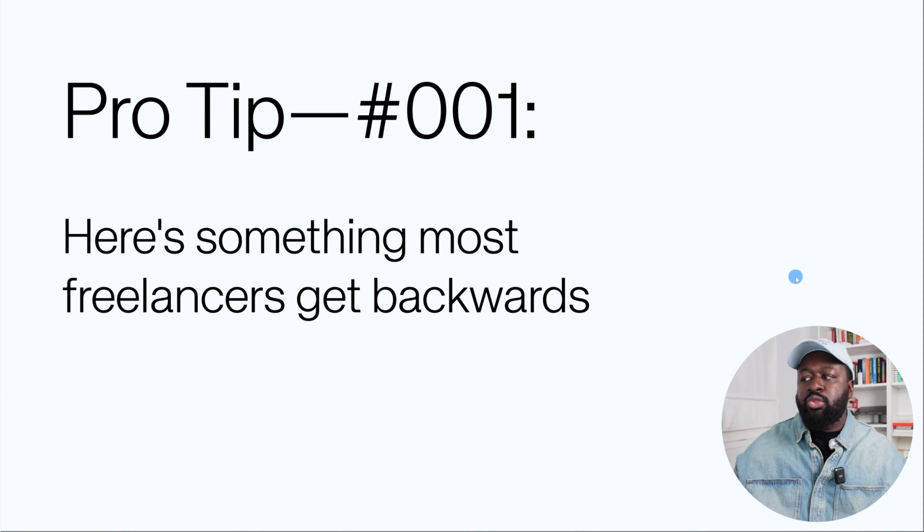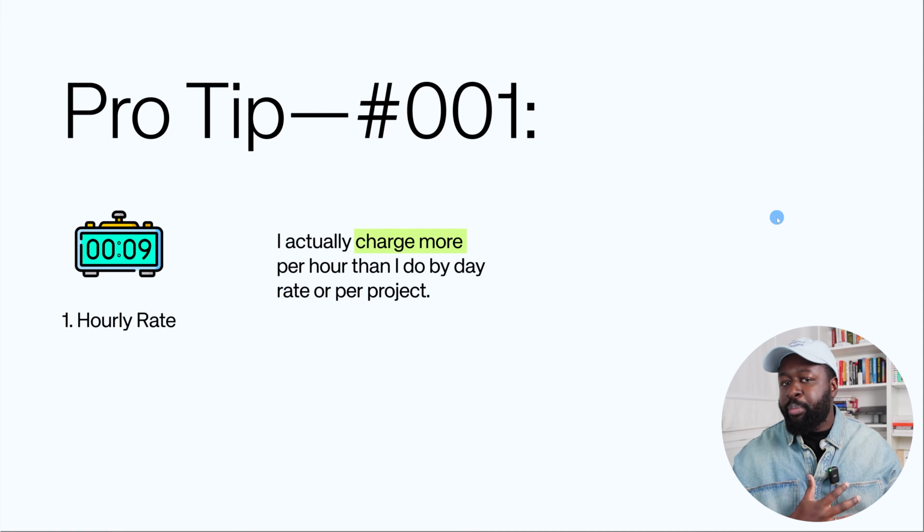Pro tip number 1, here's what most freelancers get backwards. I personally charge more per hour than I do by day rate or per project. Why? Because hourly rates punish speed and efficiency. And the logic is, if I can finish in 5 hours what takes others 10, I shouldn't earn less for being good at my job. So I set my hourly rate higher than what my project or day rate averages out to.